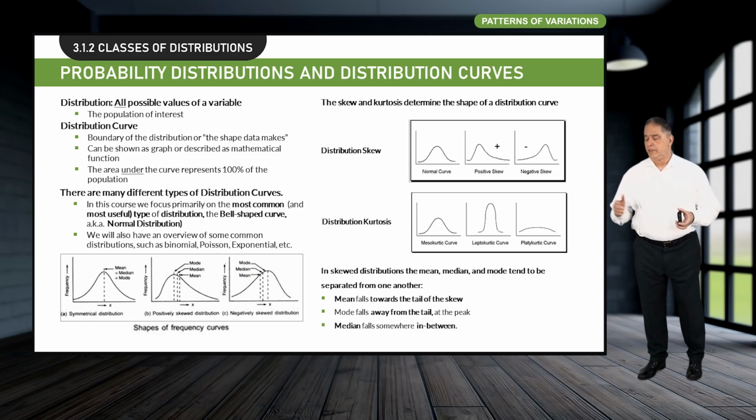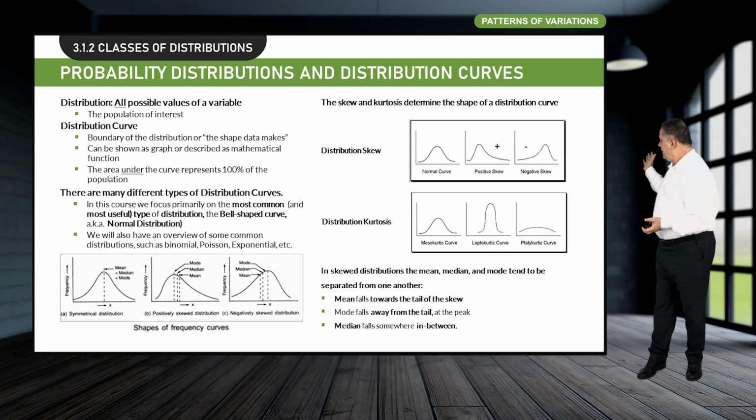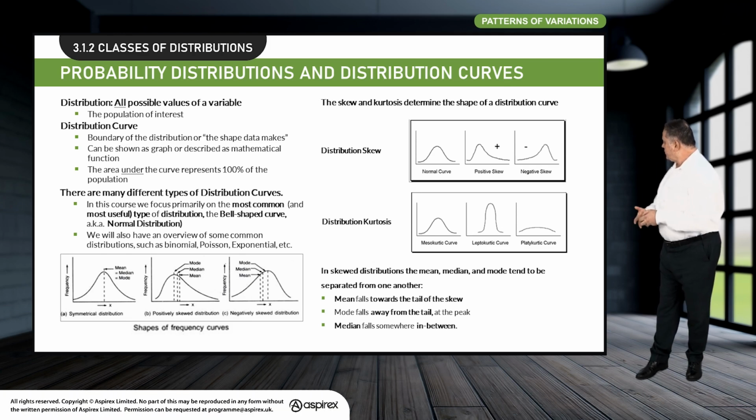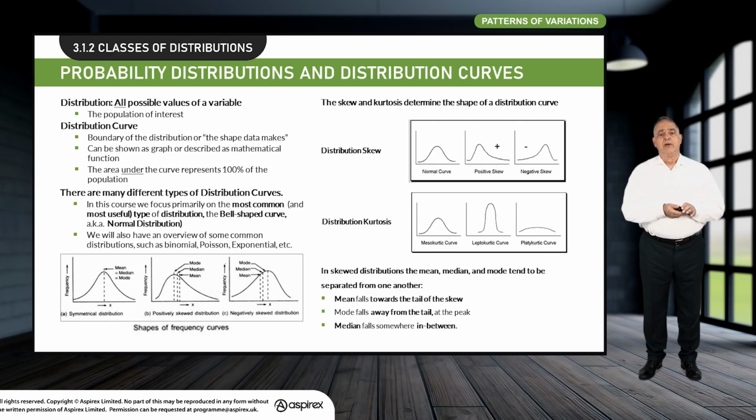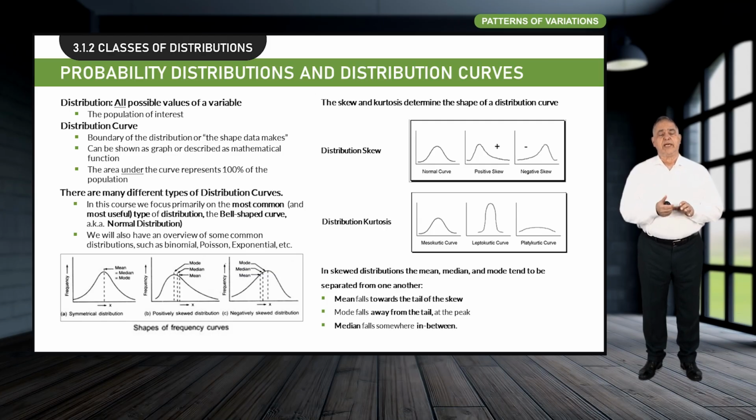If we take a look at the figures to the right, we can see that we can describe a distribution curve by using two characteristics, two parameters. One is known as skew, and the other is known as kurtosis. So if we know the skew and the kurtosis, we can determine the shape of the distribution curve.